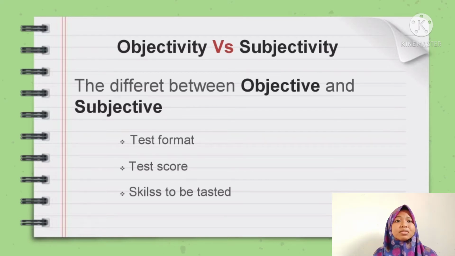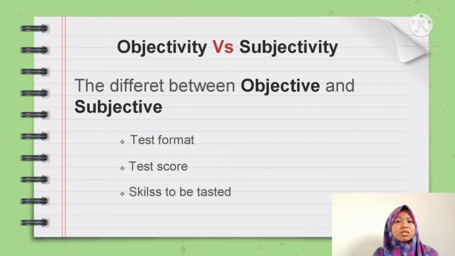And how about the test score? Okay, the scoring criteria of objective tests: if you answer an item correctly, you get 1 point. So if you answer the first item correctly, you get 1 for the first item. And if you answer incorrectly, you do not get the point.